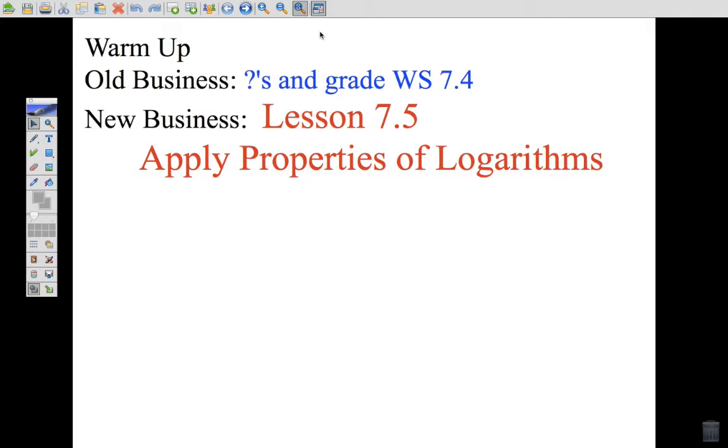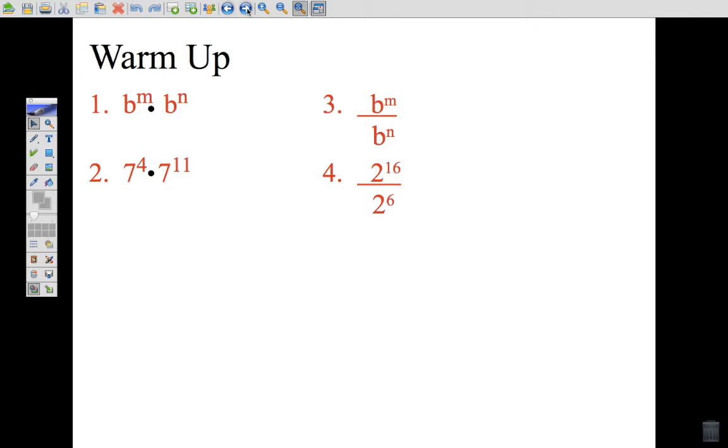Today's lesson is Algebra 2 Lesson 7.5, Applied Properties of Logarithms. Take a look at the warm-up problems just to refresh your memory on some of the basic exponent properties. Some of those same concepts will apply when we are dealing with logarithms.